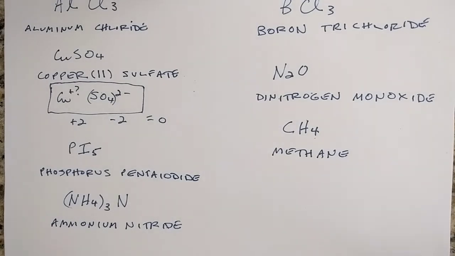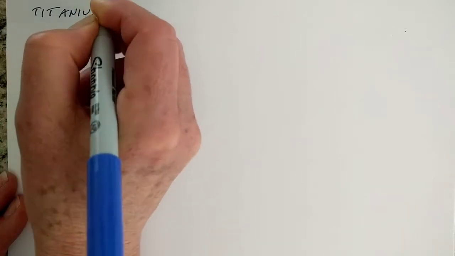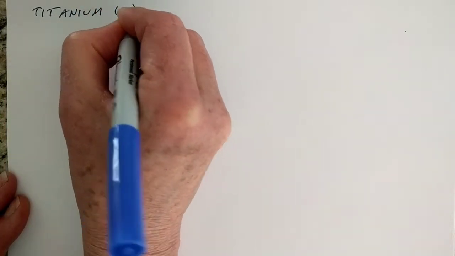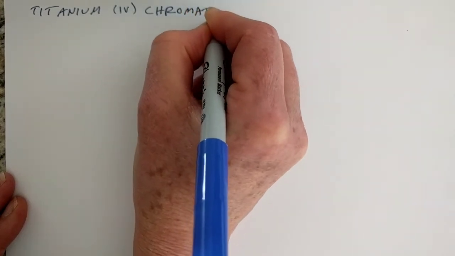All right, so now let's do some names to formulas. All right, so we're going to start out with titanium, Roman numeral 4, chromate.